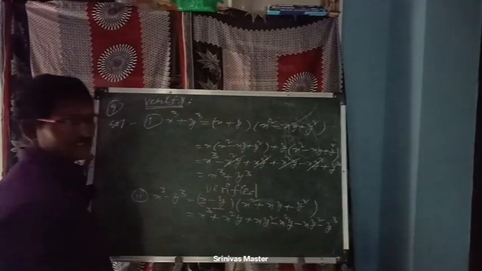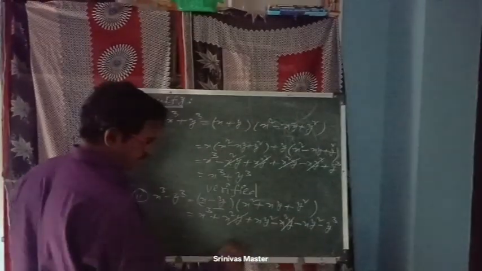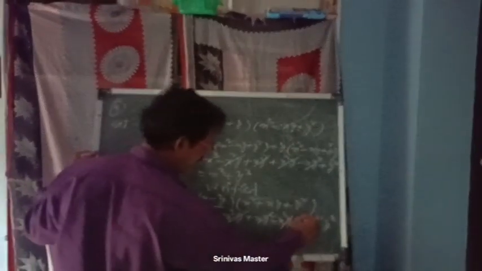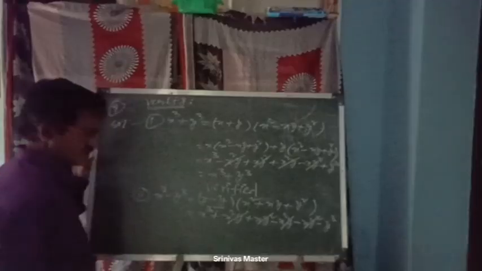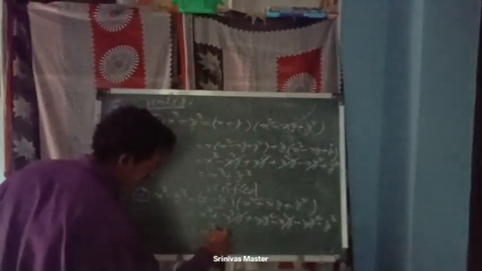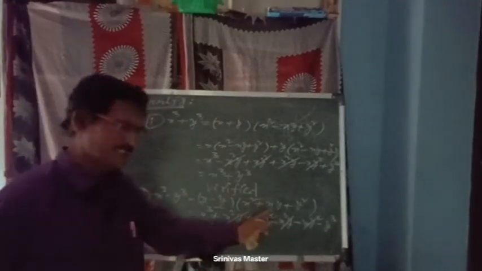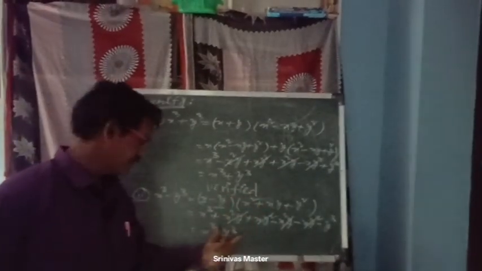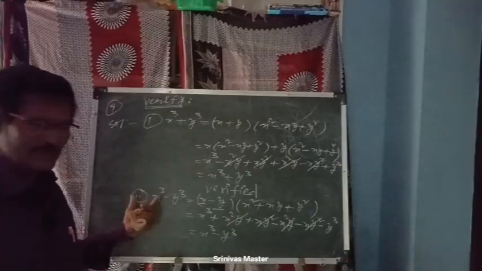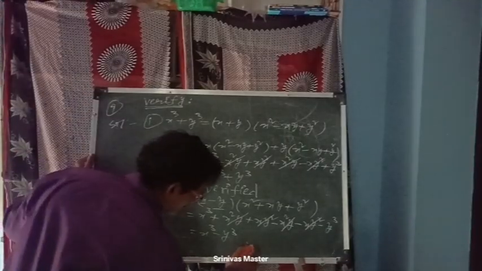See, before cancellation, opposite terms wherever they are there you can see. Plus x square y, minus x square y. Plus xy square, here minus xy square. What is left here now? x cube minus y cube. If you consider that this is the RHS, by taking RHS you are getting the LHS. So LHS is equal to RHS. Hence verified.